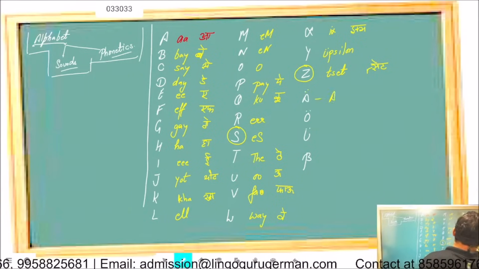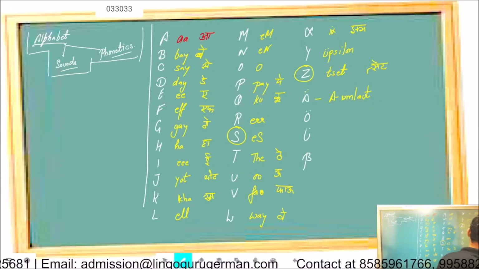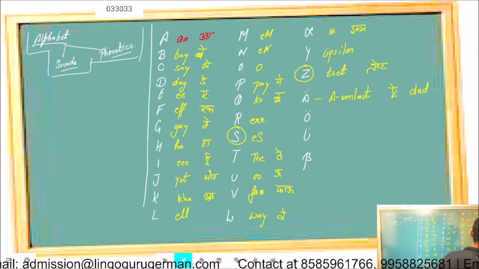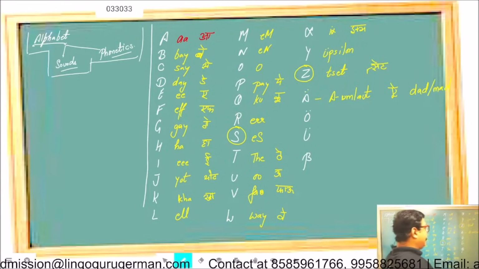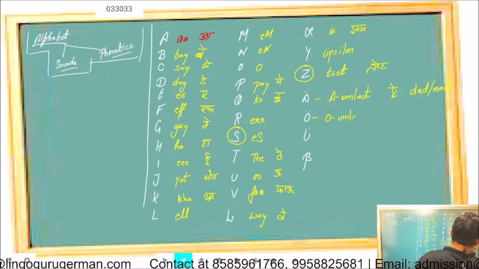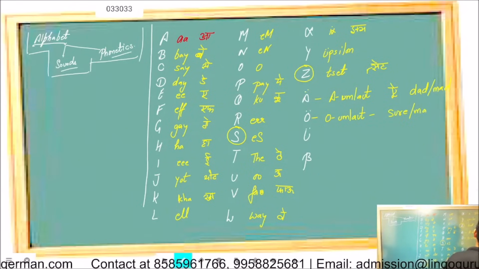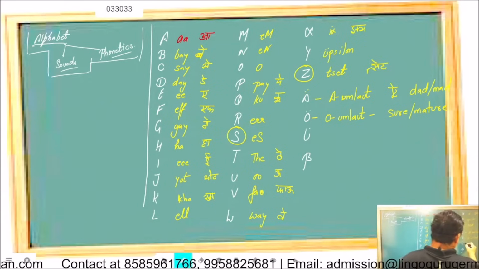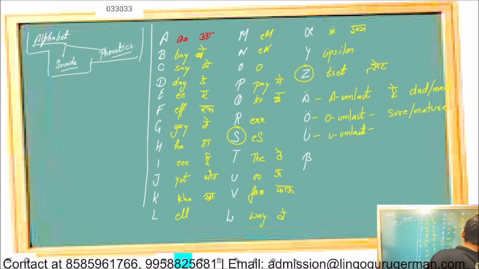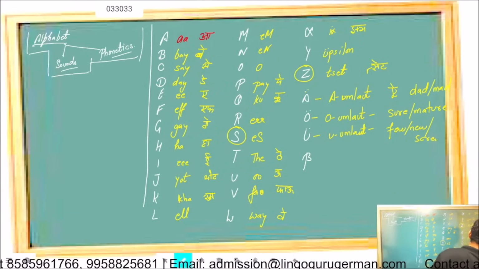Now, this is the character a. We call it a umlaut and we pronounce it as a, as in dad, mad, sad. We call it O umlaut and it is pronounced E as in sure, mature. U umlaut, we pronounce it U as in few, new, screw.